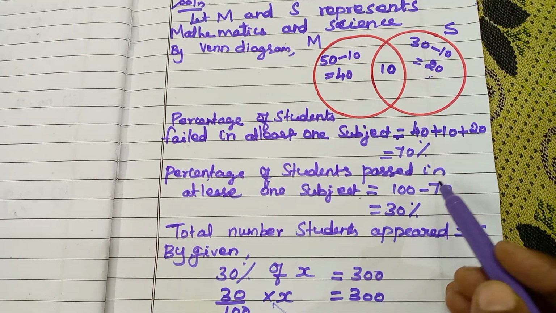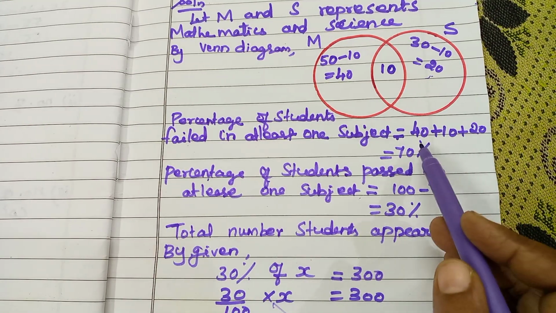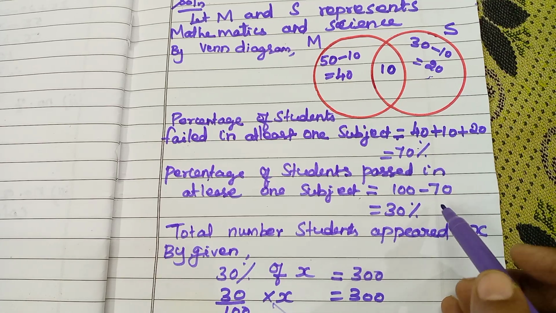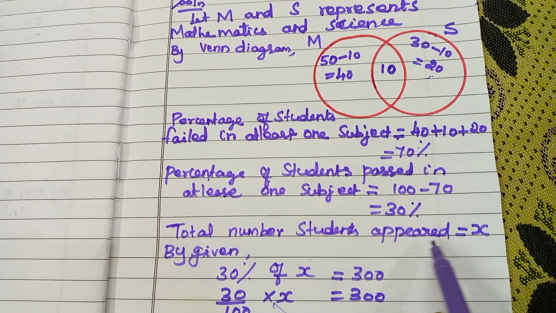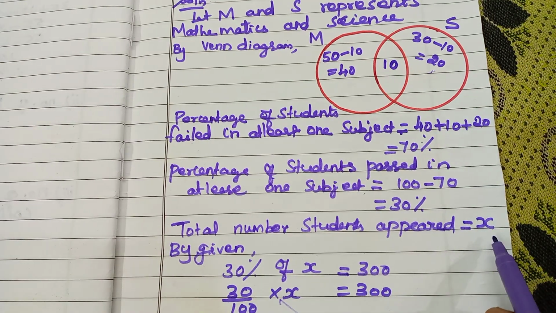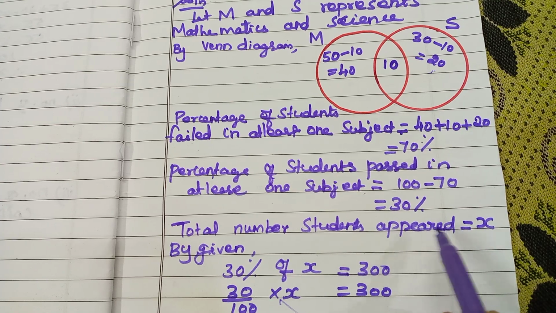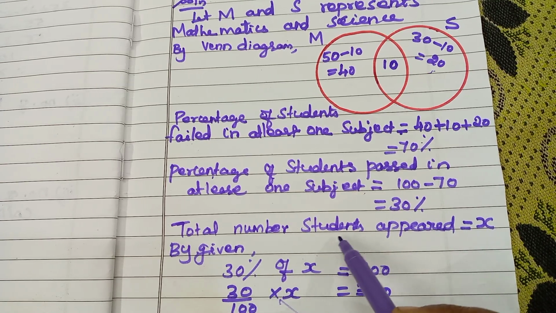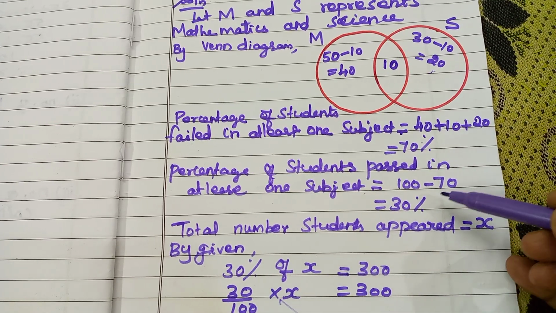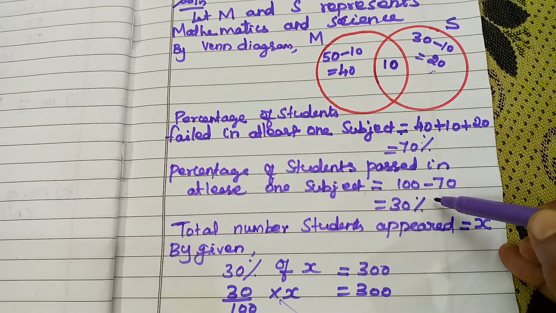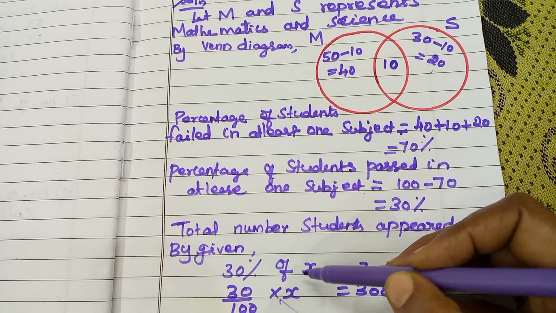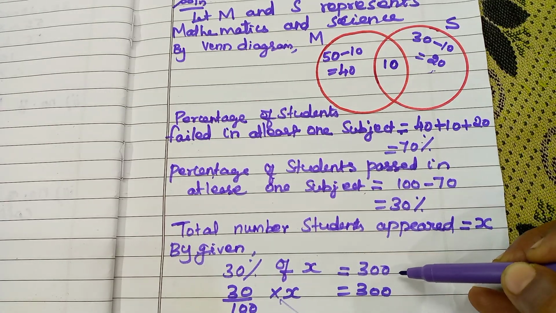Percentage means total 100. Among 100, 70% failed, so the remaining passed. So 100 minus 70 is 30. The total number of students appeared we consider as X. This only we are going to find out by the given. What is given? 30% of them passed, but 300 of them are given as passed. So 30% of X is equal to 300.